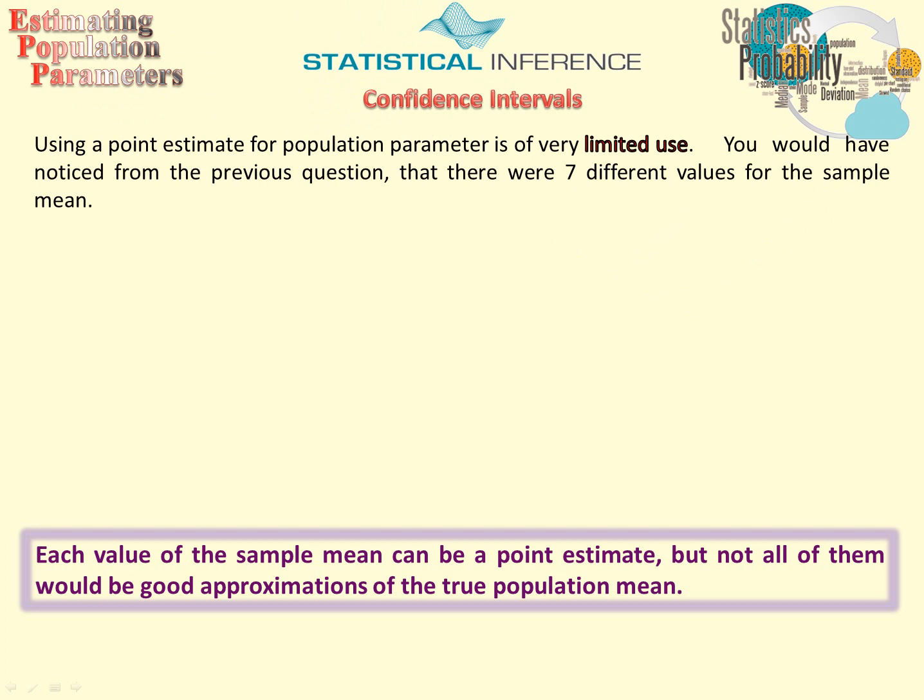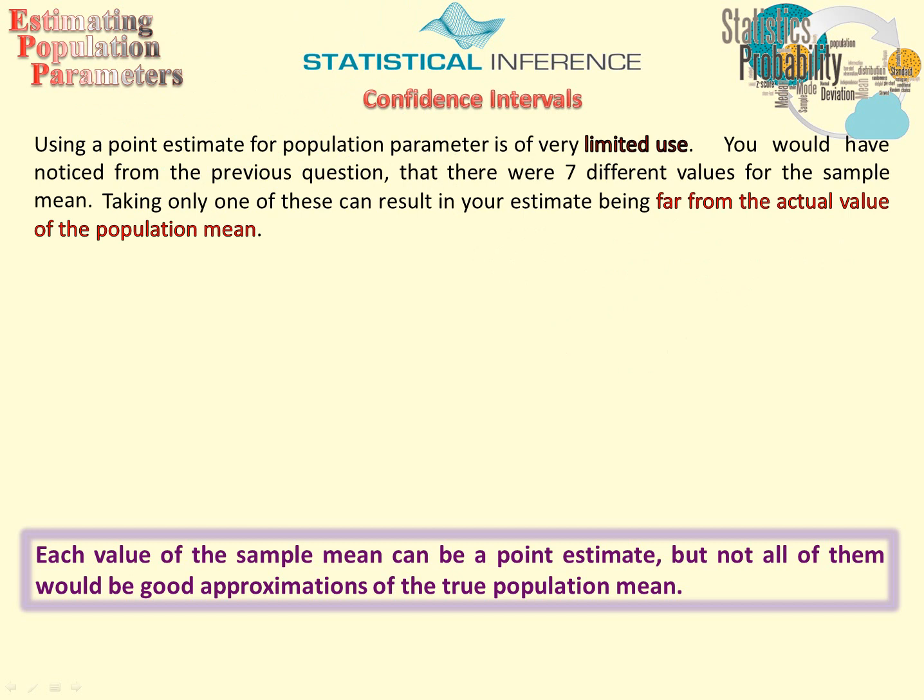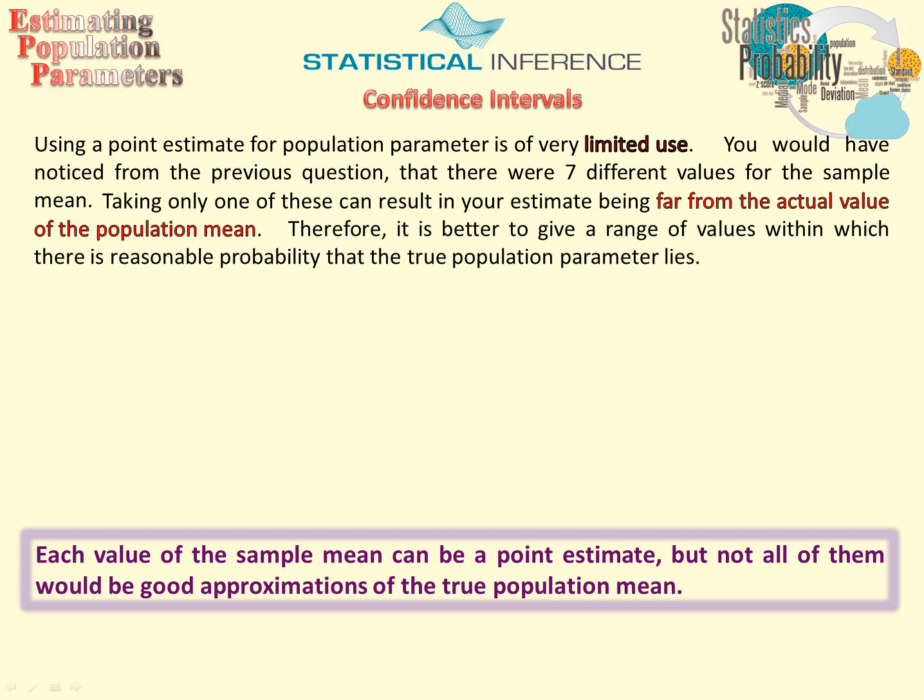In the previous question, there are 7 different values for the sample mean. Taking one of these could give you something far from the actual population mean. So it's better to give a range of values within which there is a reasonable probability that the true population parameter falls. If we said the population mean falls between 3 and 5, that would be better. But when we say it falls between 3 and 5, we must give the probability that it falls between those. We can't just make some vague statement.